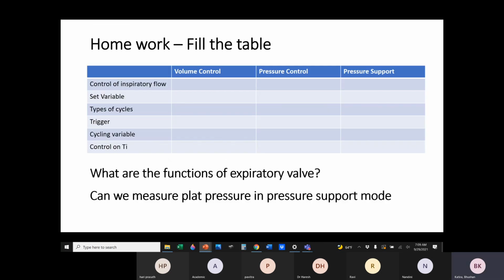This is a little bit of homework for all of you. Figure out in this what is the control of inspiratory flow in volume, pressure and pressure support. What is a set variable? What are the types of cycles that you see? What is the trigger? What is the cycling variable? And what is the control of I time in each of these? If you want, I'll send you the slide later if you're interested in solving this. This table will help you sort out quite a lot of things in your head. And then how can we measure plateau pressure in pressure support mode? Is it possible? This is something that you should figure out.